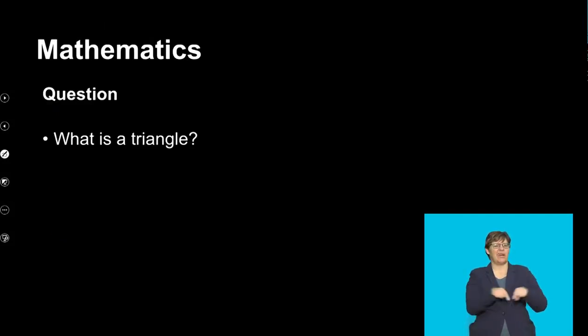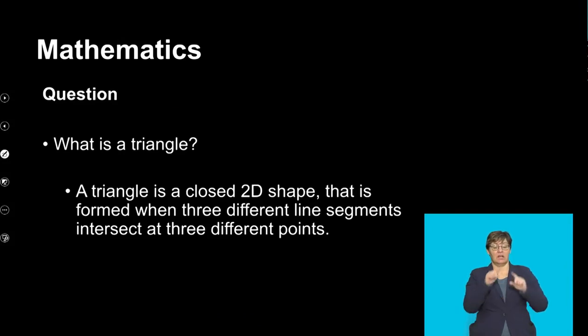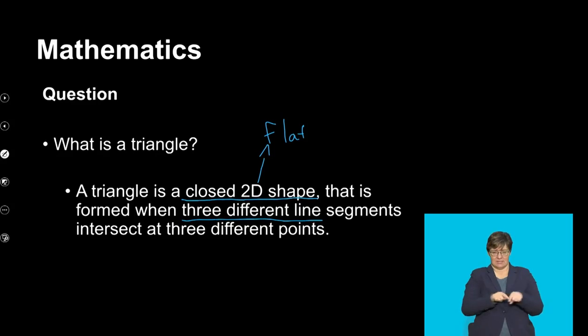What is a triangle, right? As I said, a triangle, we know this is a closed 2D shape. Why 2D? Because this is a flat shape. That's what it simply means, right? A 2D shape is a flat shape that is formed when three different line segments intersect at three different points.